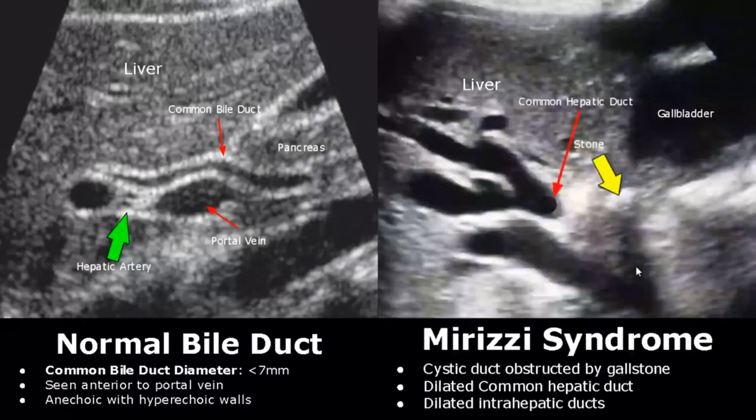Mirizzi syndrome refers to compression of the extrahepatic bile ducts due to stones either in the cystic duct or the gallbladder. Here we can see a stone in the cystic duct causing obstruction and also compressing the common hepatic duct. This led to dilated hepatic bile ducts.